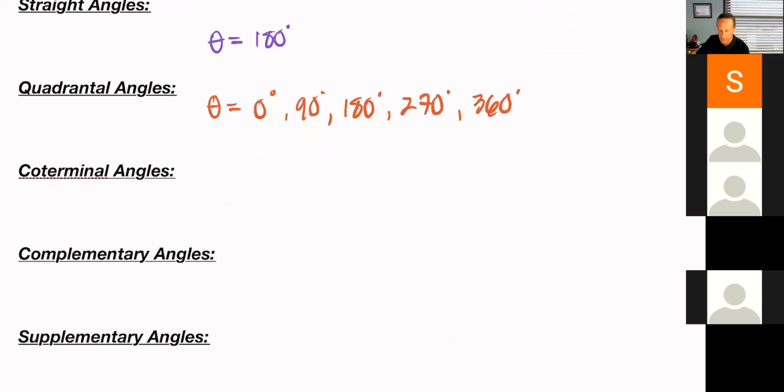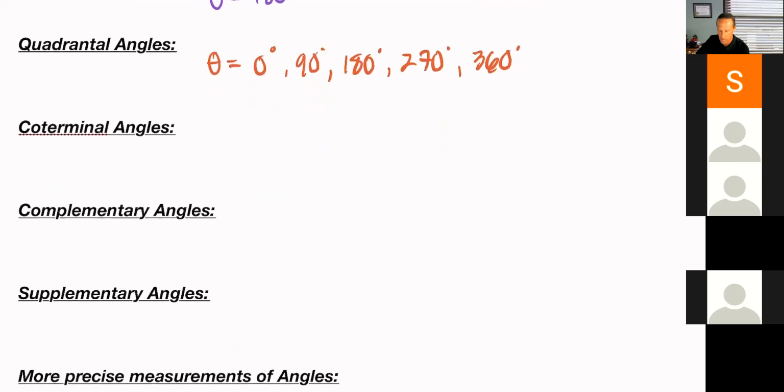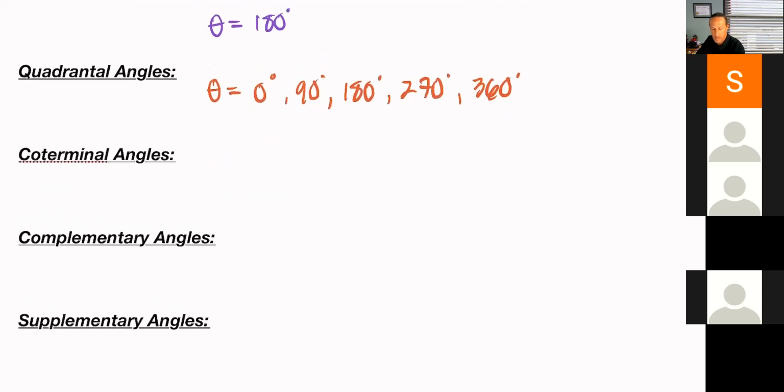Now on to a few others that hopefully you remember. Complementary, supplementary, and you may have heard this or may not. It's called coterminal. What do you think coterminal angles are? And just try to break down the word. Both end in the same place. Very good. Co-terminal.